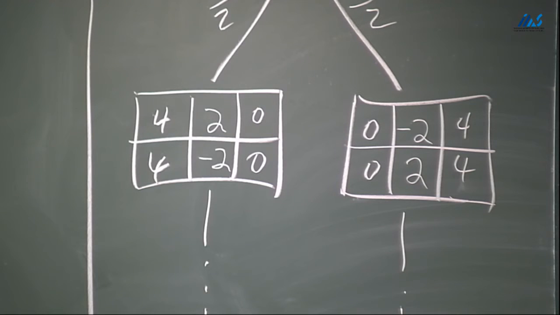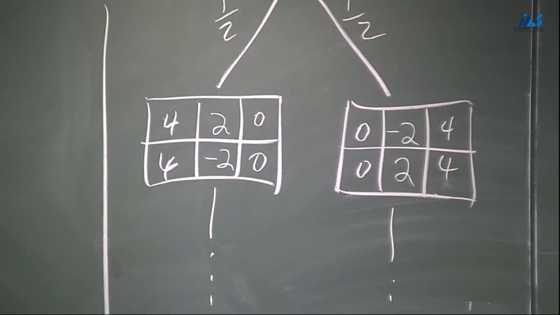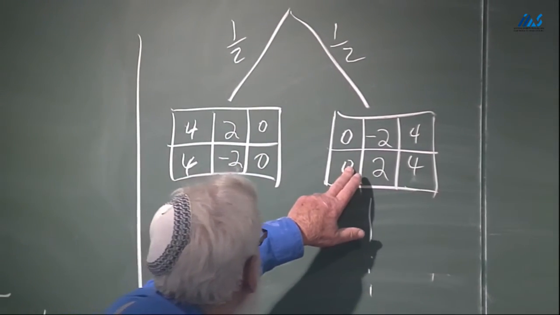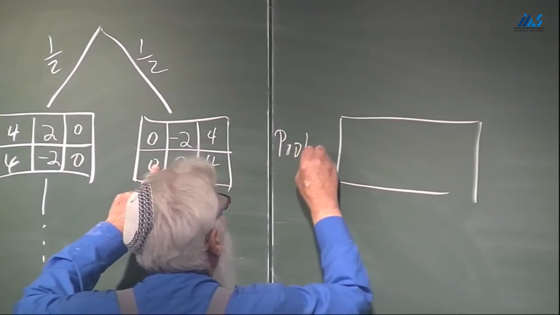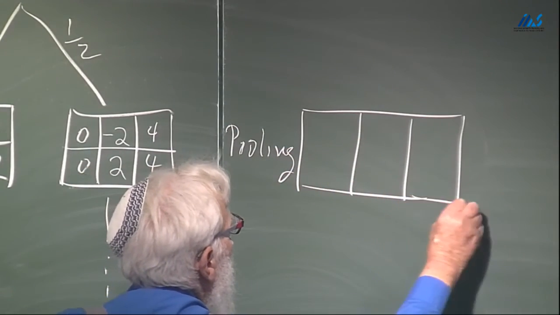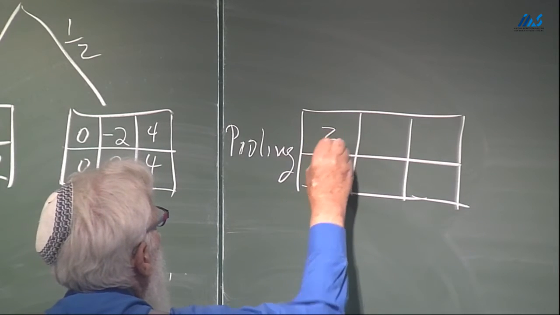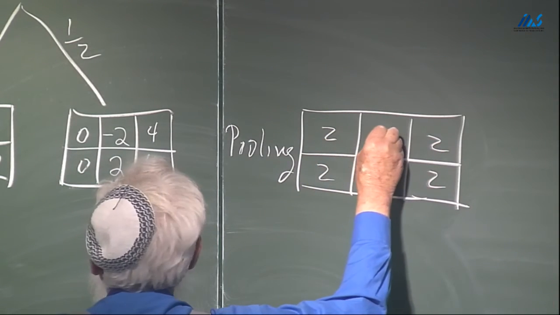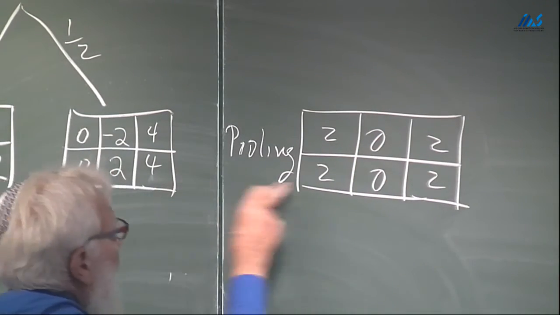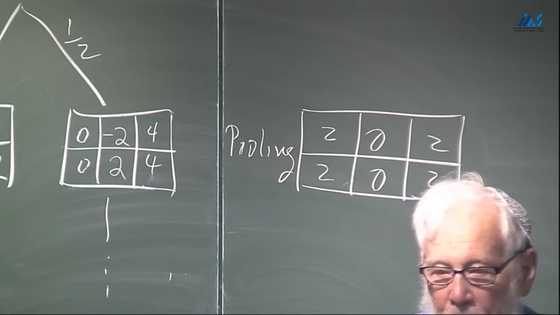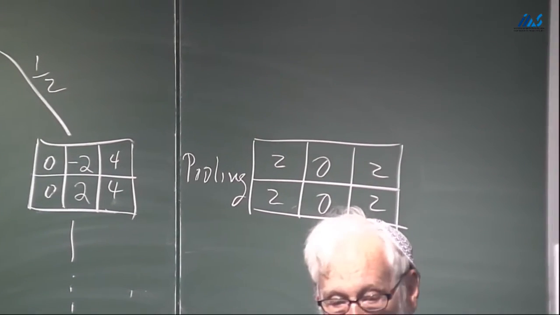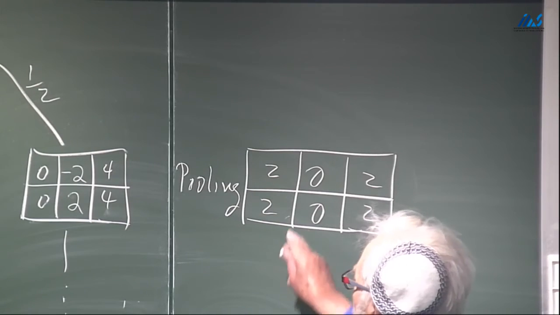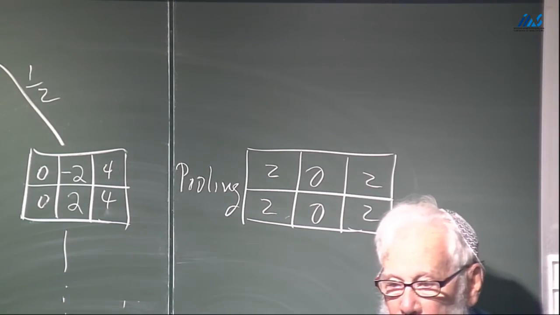Well, let's try a pooling strategy first. The pooling strategy, we take half of this and half of that, so we get pooling. This is pooling. We get 2, 2, 2, 2, 0, 0, right? Half of this and half of that gives you that, okay? The value of this game is 0, right? Because player 2, the uninformed player, can play in the middle, get 0, okay? So the value of this game is 0.